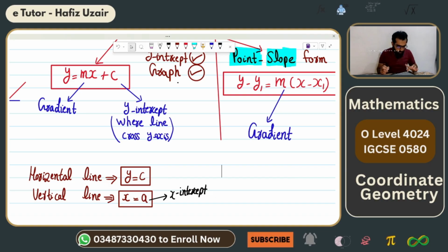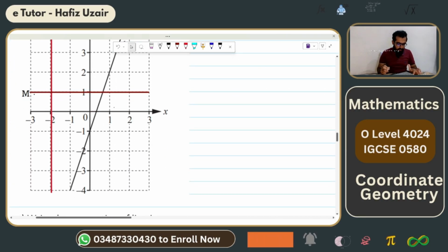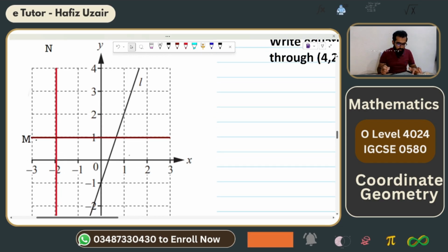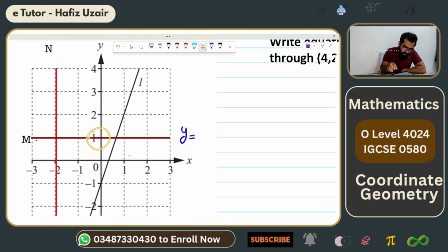All right. Now let's quickly discuss the equation of this horizontal line. We need to find the equation of this horizontal line. This horizontal line has the equation y equals c. And what is the value of c over here? Where does this line cross the y-axis? This line crosses the y-axis at 1, so y will equal 1.